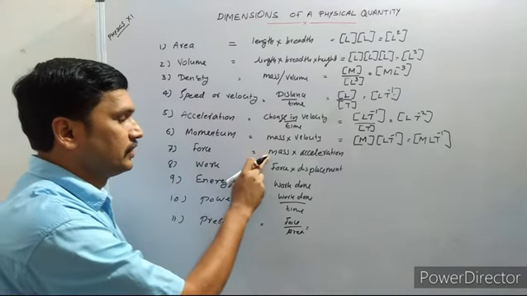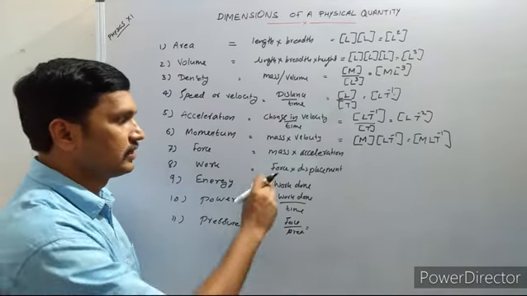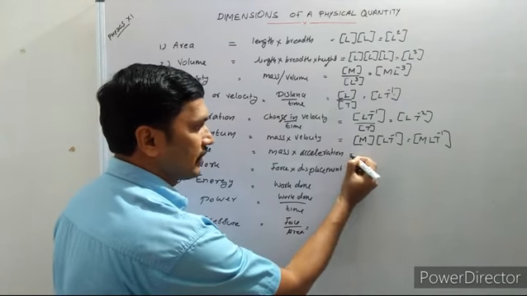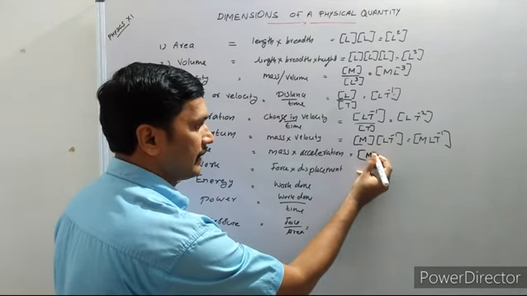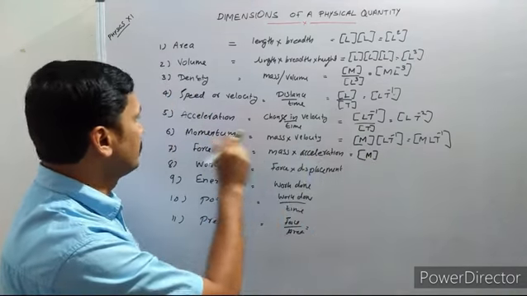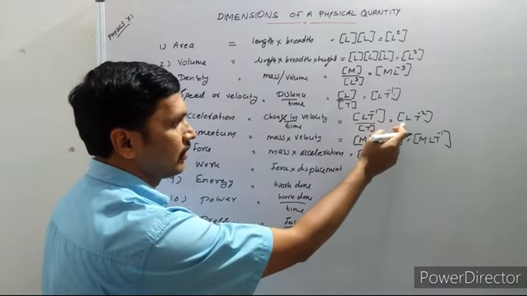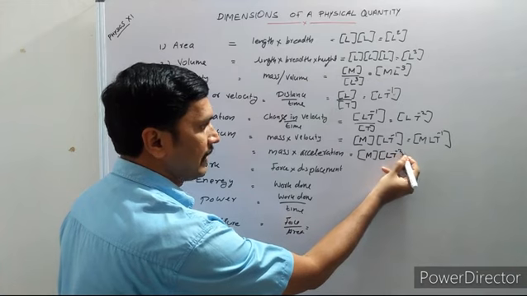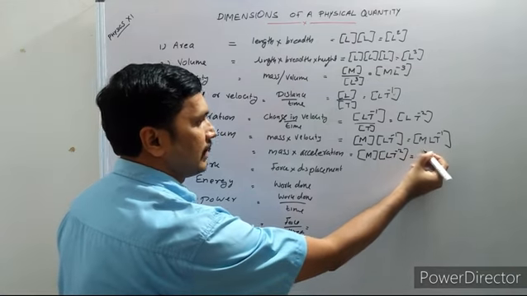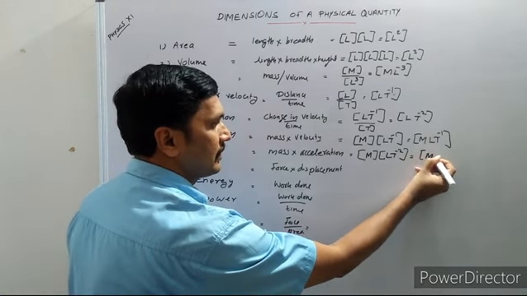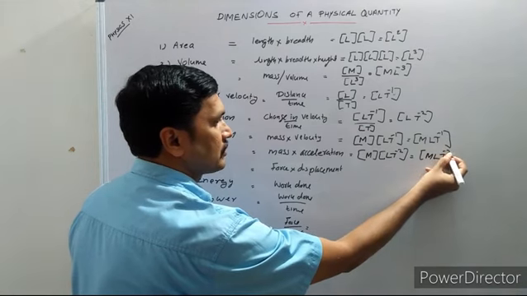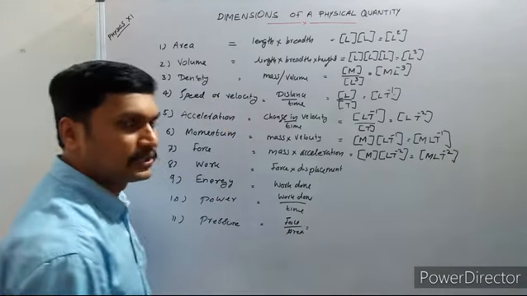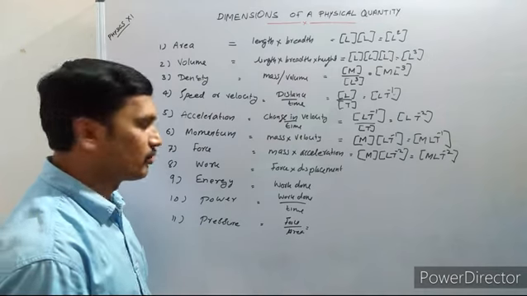Force: mass into acceleration. Force is equal to mass into acceleration. So M, mass. Acceleration, we already found the dimension of acceleration, that's equal to L T raised to minus 2. That is M L T raised to minus 2. That is the dimension of force.